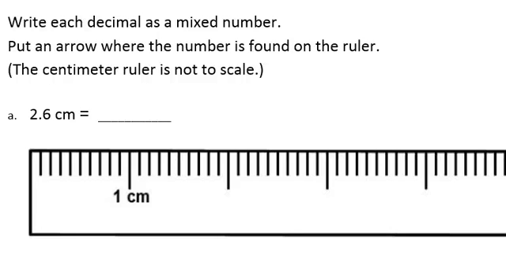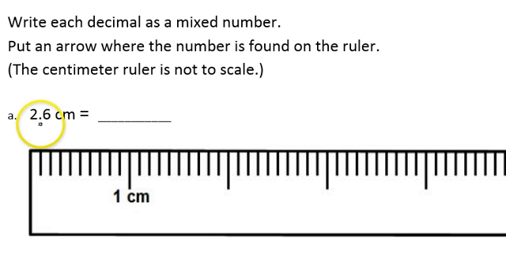This tutorial is for 4th grade, Module 6, Lesson 2. In this lesson, we're going to see how decimals relate to mixed numerals and how we can locate them on a ruler. The directions say write each decimal as a mixed number, put an arrow where the number is found on the ruler. My first number is read 2 and 6/10 centimeters.